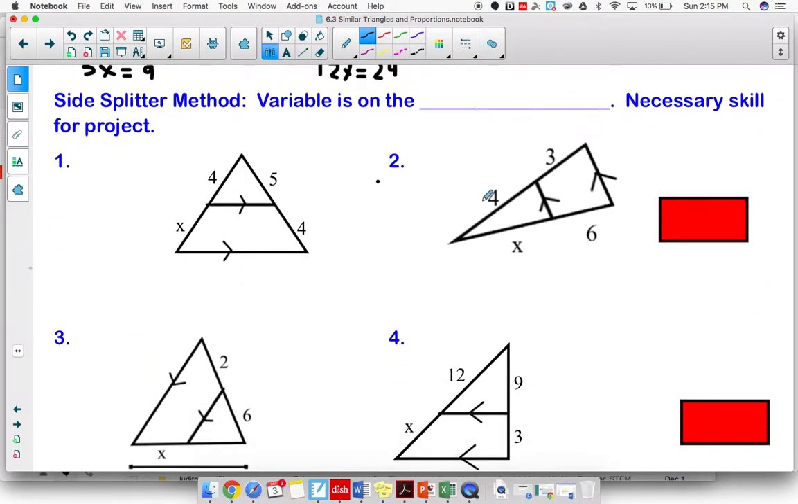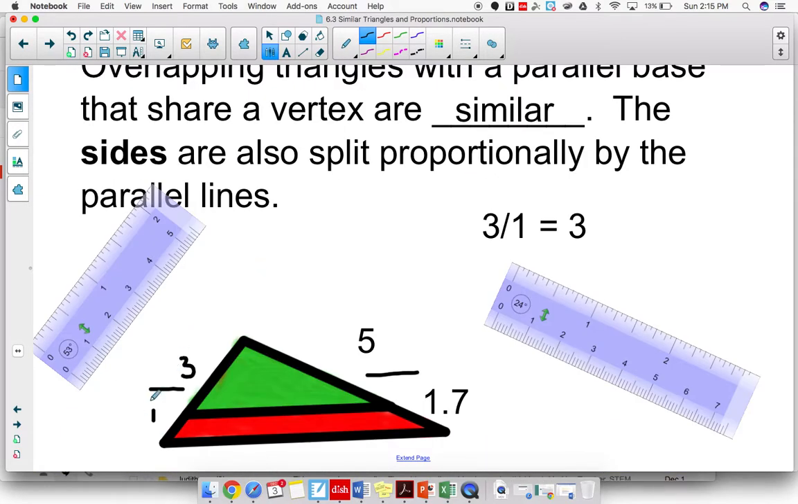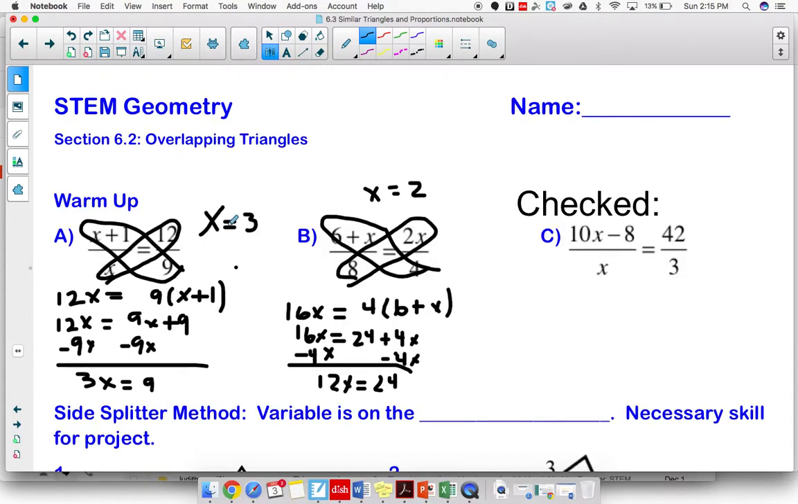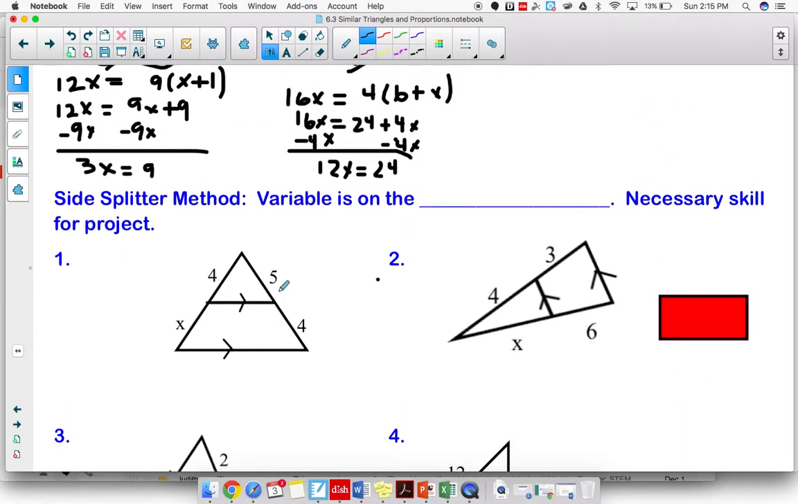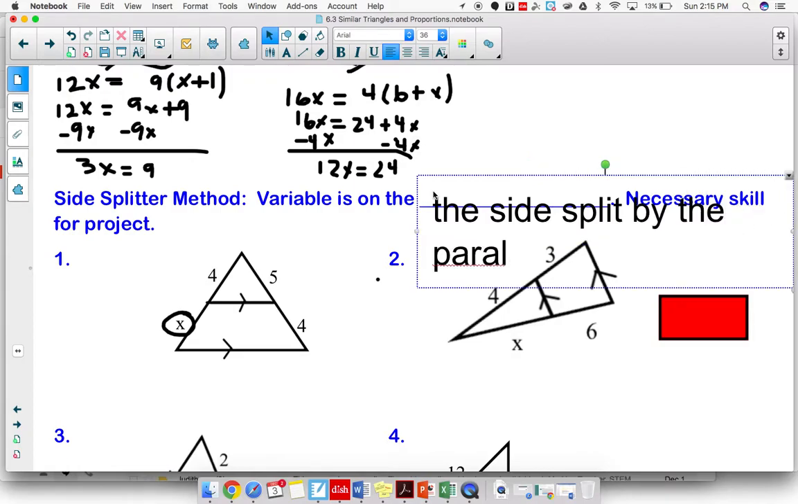All right, now that you've got that checked, let's apply that strategy. So here on number 1, this is kind of like the one we did over on the other page at the bottom here. We're just going to write the 2 fractions and set them equal to each other. Okay. Notice with the technique we're going to use, the x is located on, I'm going to say, the side split by the parallel lines.